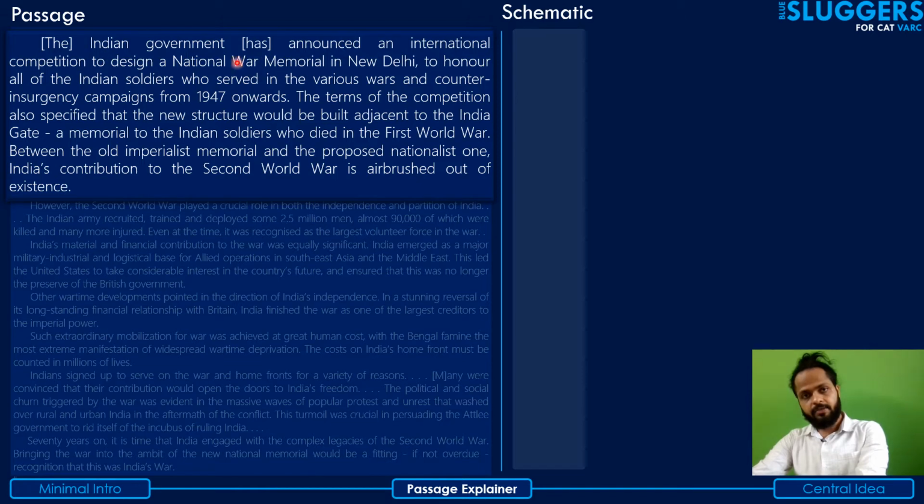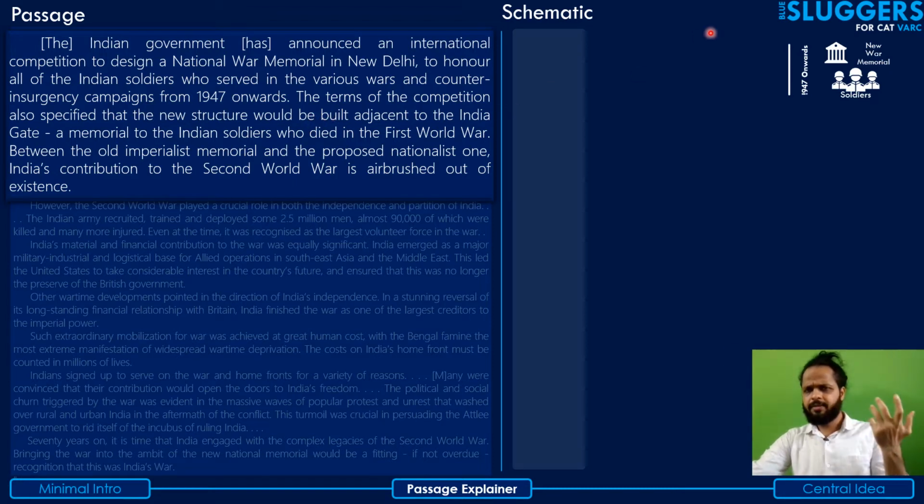The Indian government has announced an international competition to design a national war memorial in New Delhi to honor all of the Indian soldiers who served in the various wars and counter-insurgency campaigns from 1947 onwards. So here the author simply notes that the Indian government has announced a competition to decide on the design of the new war memorial, which will be built to commemorate or pay respect to all the Indian soldiers who have served in the various wars and counter-insurgency campaigns from 1947 onwards. That means post 1947, after the independence of the country.